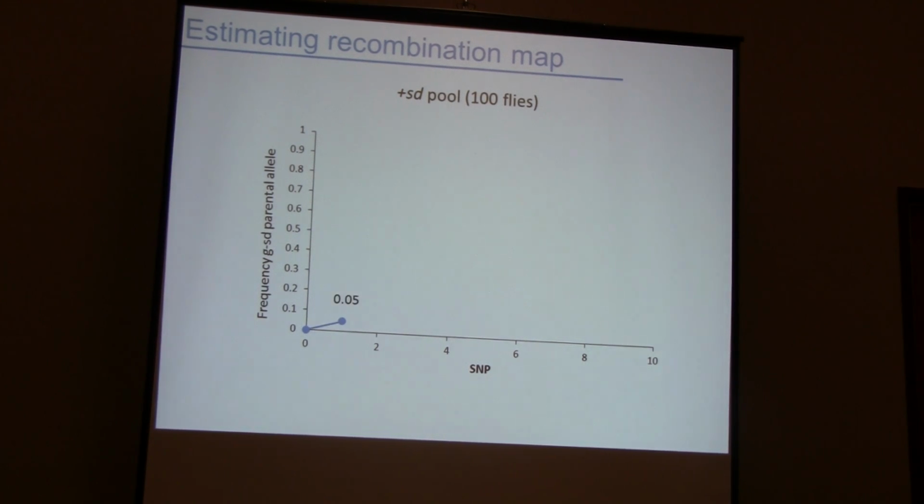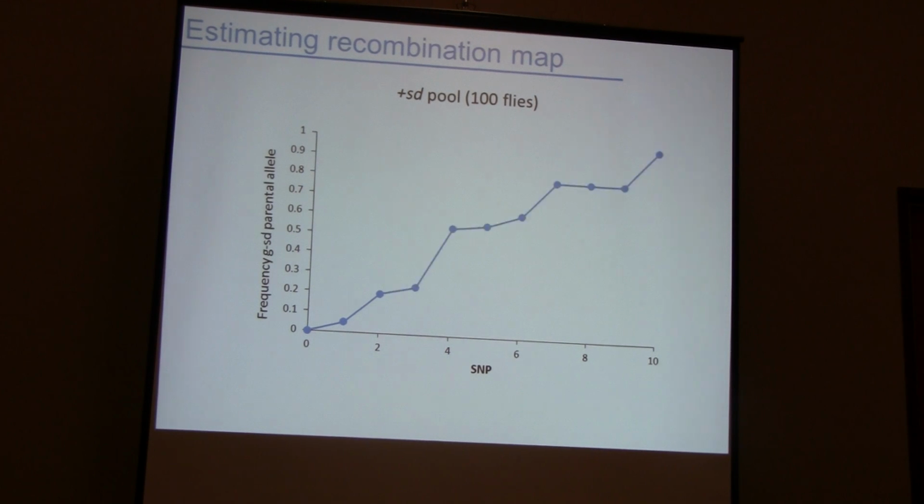If we go to the first SNP and we see that the frequency of the double mutant allele has increased to 5%, we can infer that 5% of the crossover events localize to the region between SNP 0 and SNP 1. If we go to SNP 2 and the frequency of the double mutant allele is 20%, we can infer that 15% of the recombination events happen between SNP 1 and SNP 2.